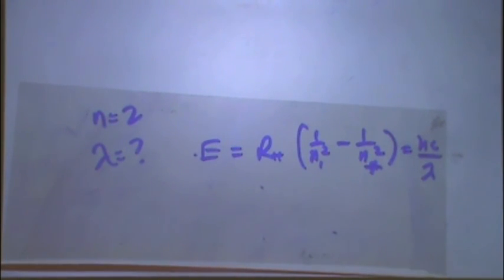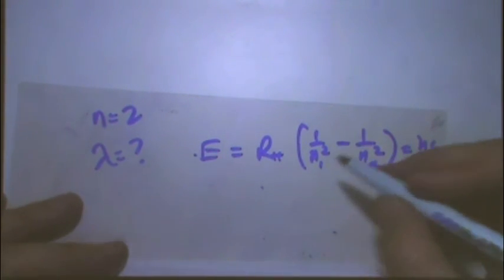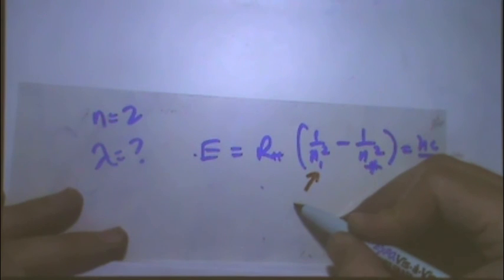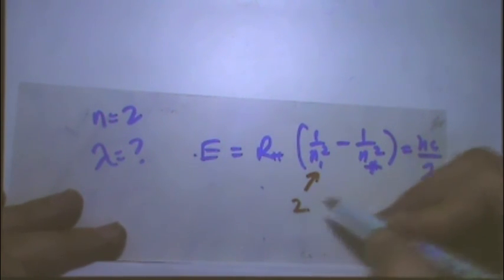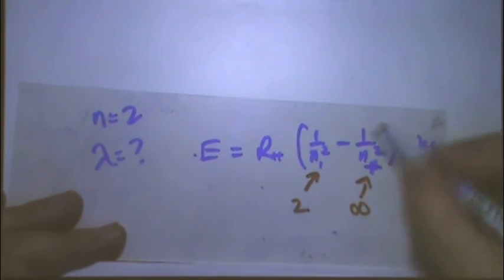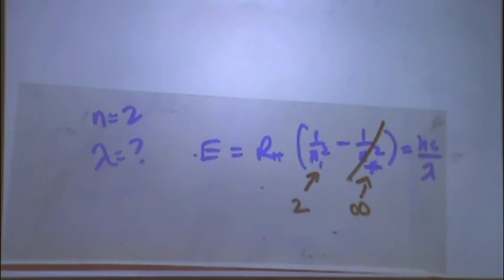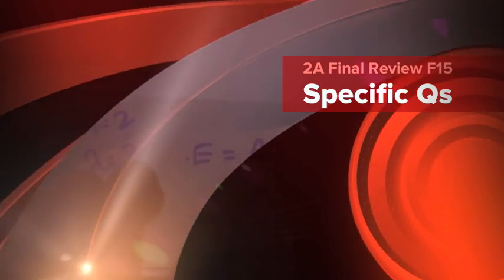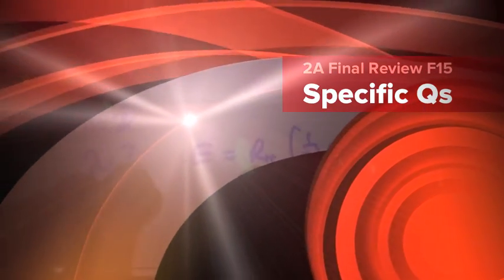All right, let's get a different color pen. Initial orbit is, anyone? 2. It starts there. What's the final orbit? Infinity. It's gone. 1 over infinity. That's what happens whenever you ionize something. So you just drop the second term. Okay? So H is a constant, RH is a constant, and C is a constant. So can I have you solve from there? Yeah. All right, cool. Good luck.